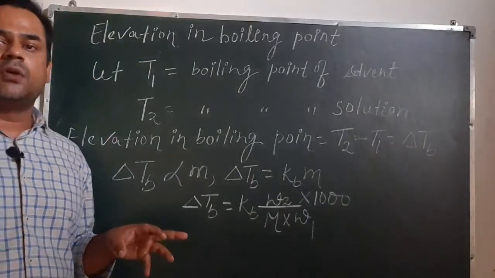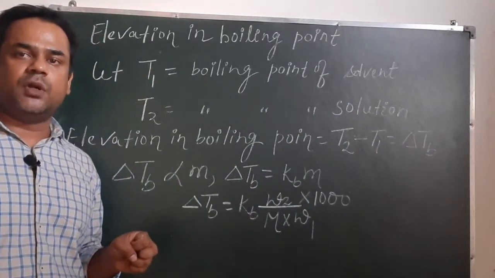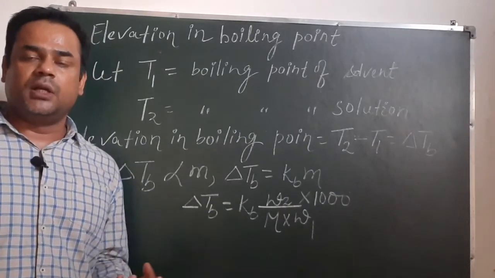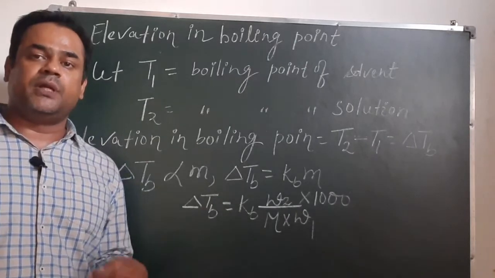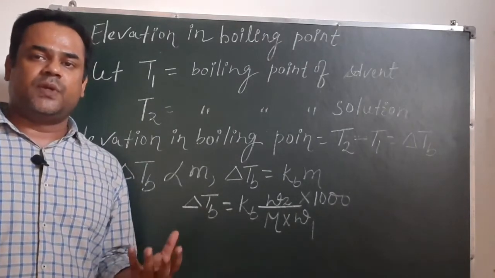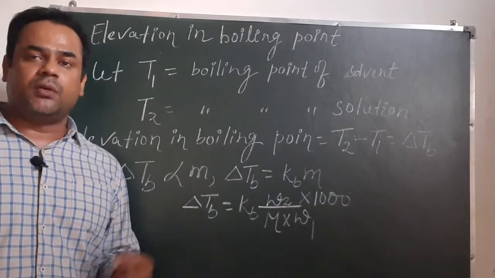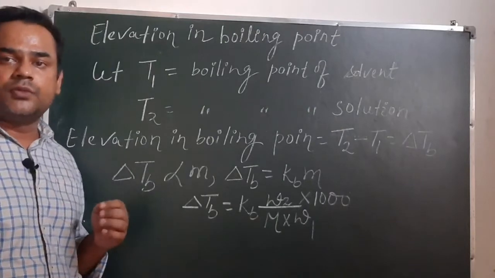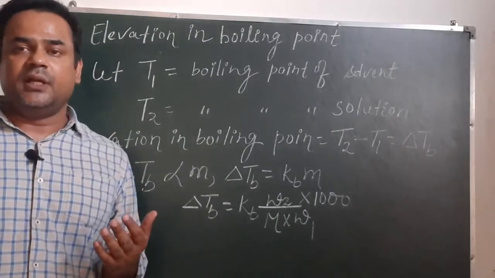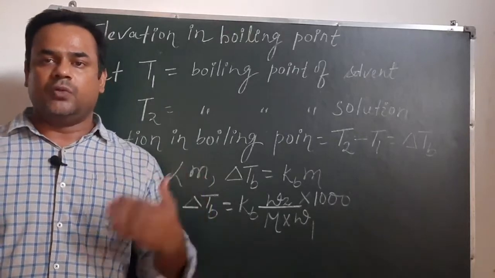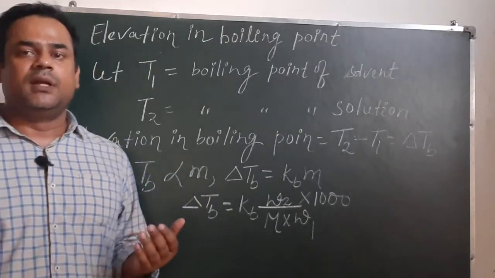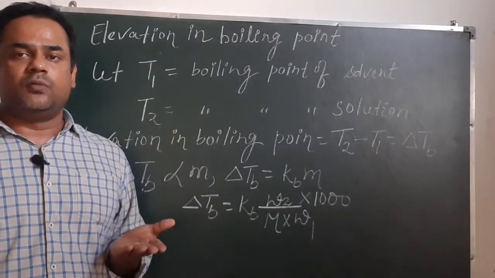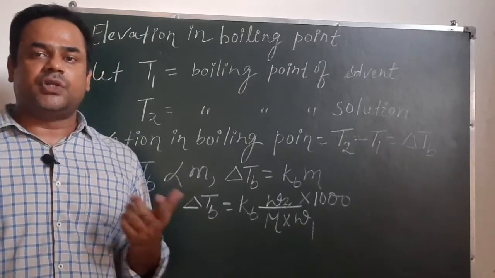Now in water, if we dissolve some solute, whether NaCl or glucose or sugar, whatever solute we add, we may also mix some volatile component. For example, in water we dissolve ethanol, methanol, propanol, acetone. When we dissolve all these, the boiling point of the solution rises. It has been found experimentally that whenever we add any solute from outside to the pure solvent, it increases the boiling point of the solution. This increased amount of boiling point is known as elevation in boiling point.